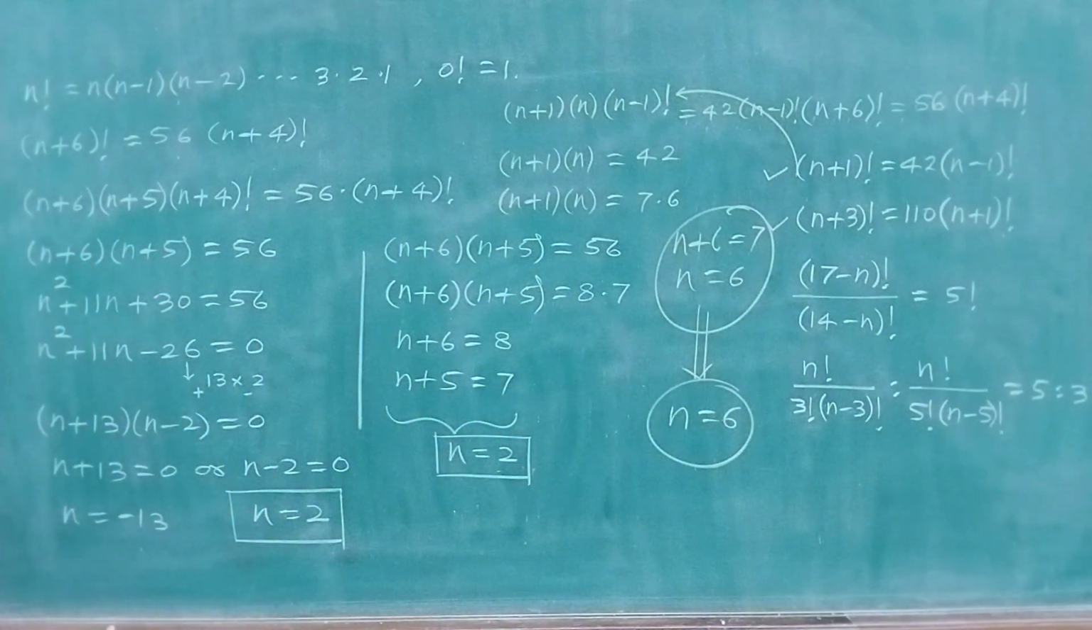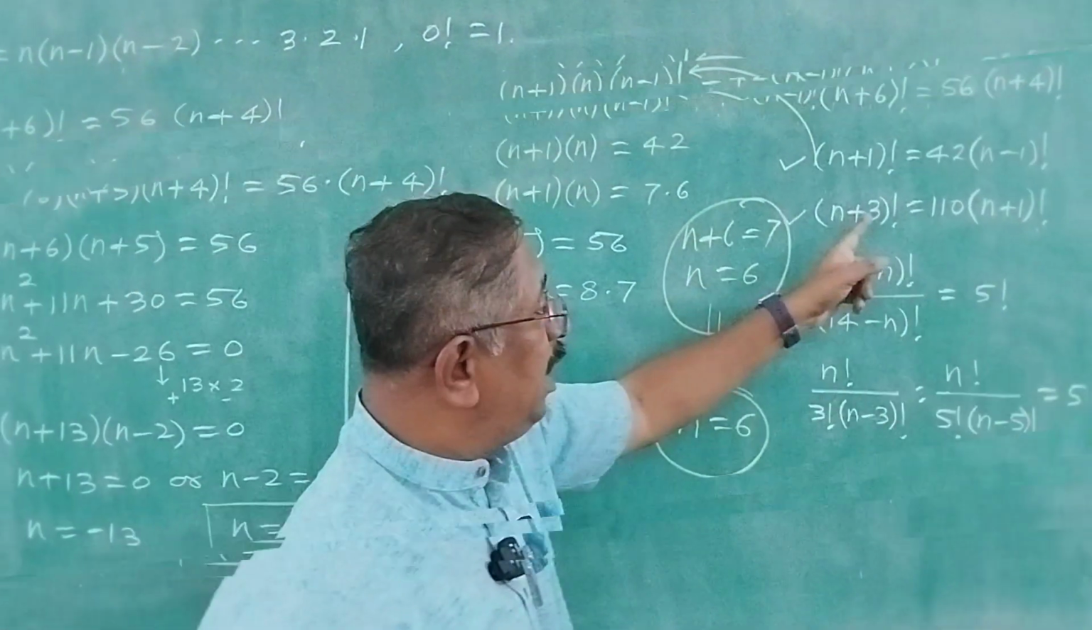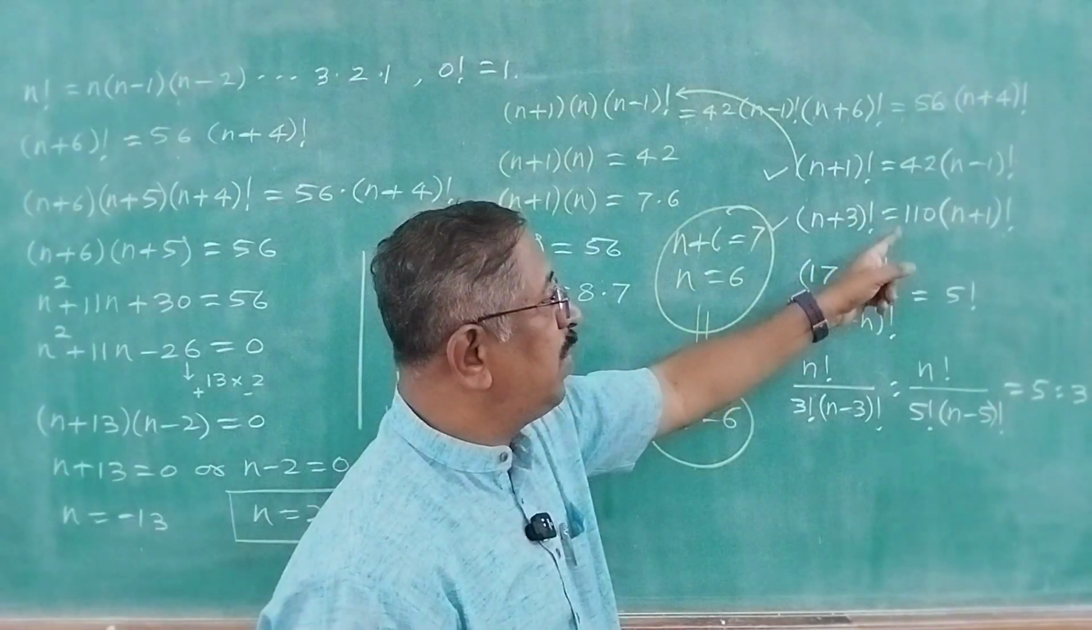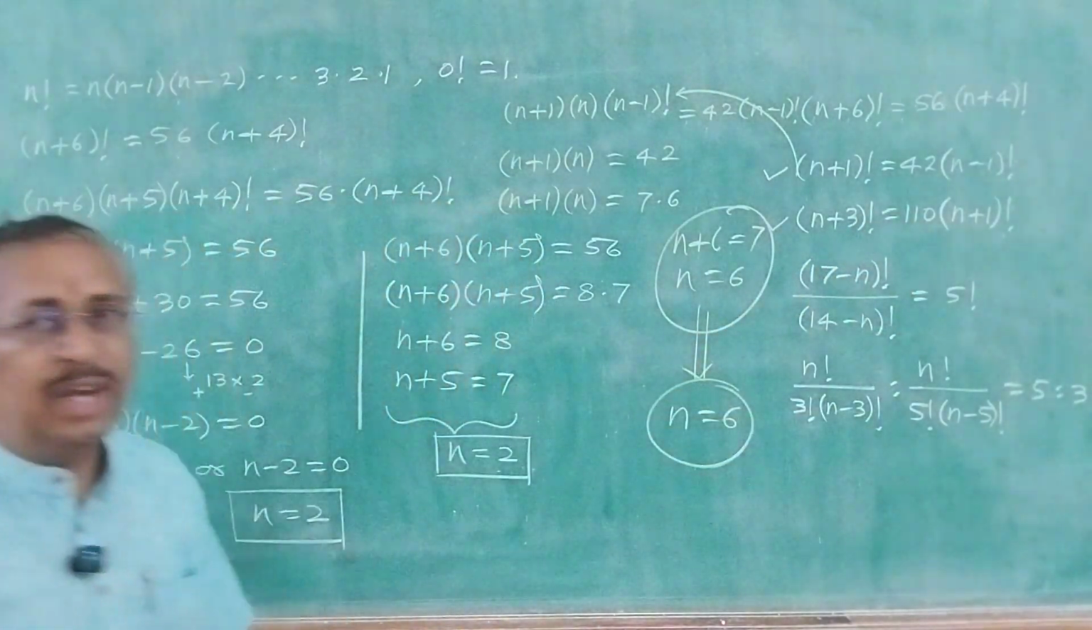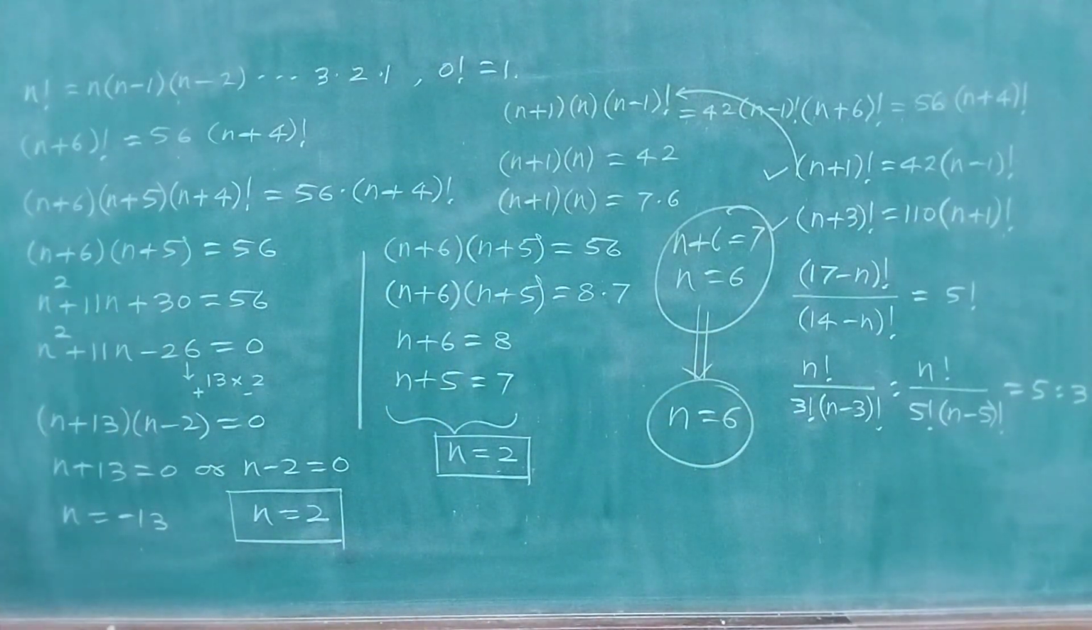Is it possible that you could write down (n+3)! is equal to 110 times (n+1)! as homework? Definitely you can do this.